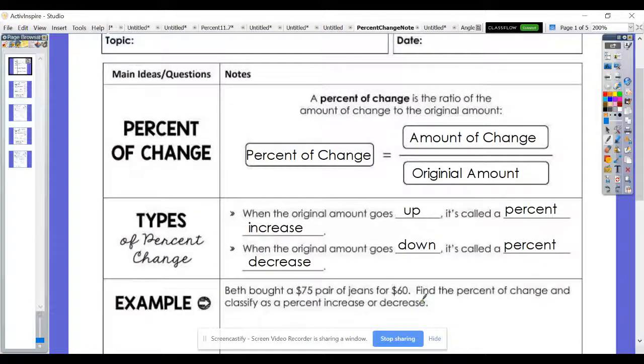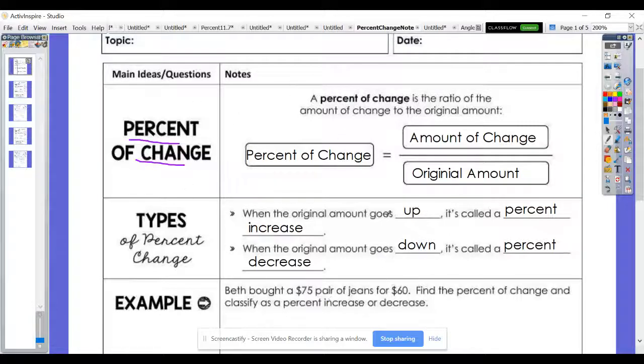So today we're going to keep talking about percentages and proportions and all of that stuff. And today we're specifically going to talk about when an amount is going up or going down, being able to tell what percentage of that original amount it increased or decreased by. And what we're calling that is the percent of change.